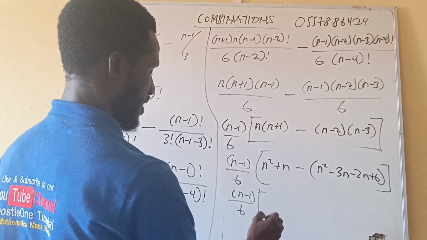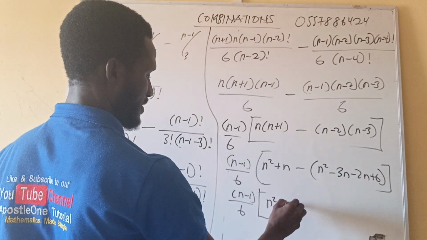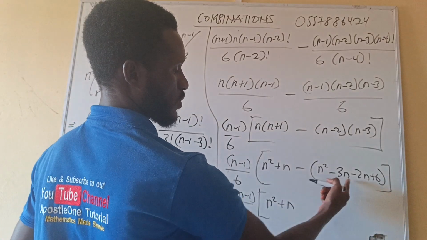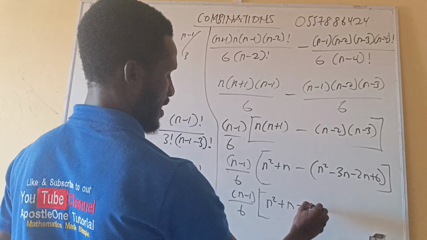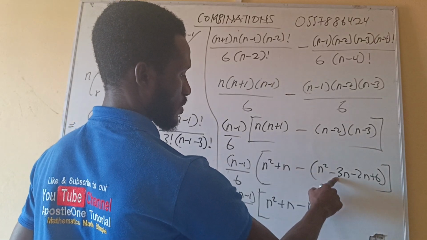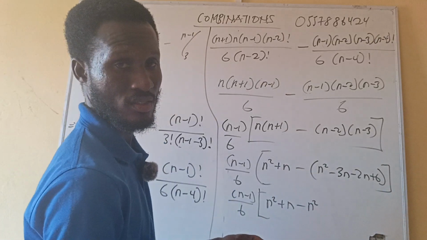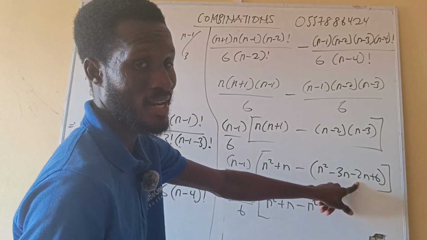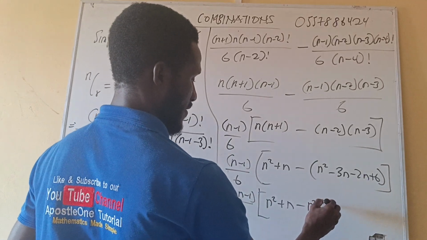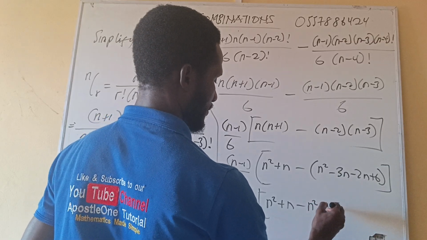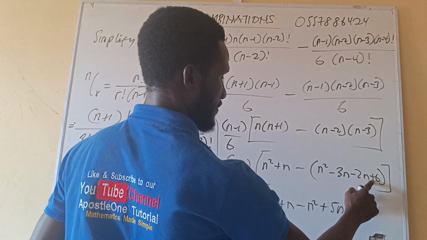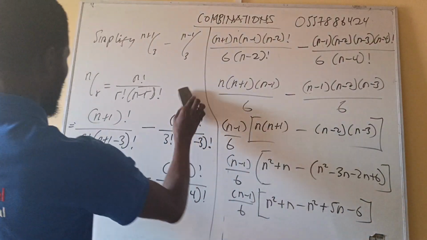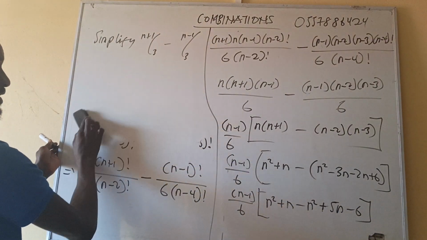Let me try to expand this one. We have n squared plus n. Now let me expand this one. Or I can add this one before. Let me expand. Okay, minus n squared. Now this one and this one will give us what? Don't forget that minus 3n minus 2n will give us minus 5n. Times the negative will give us plus what? 5n. Then minus times 6 will give us what? Minus 6. Now at this particular point, we are still simplifying this.